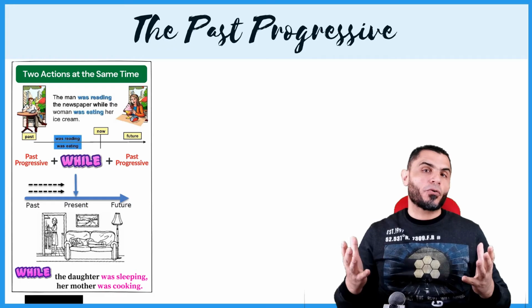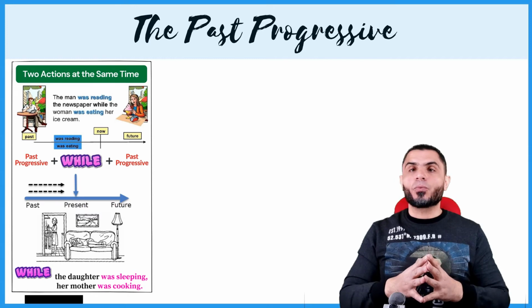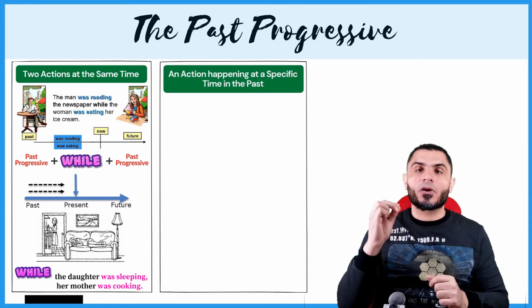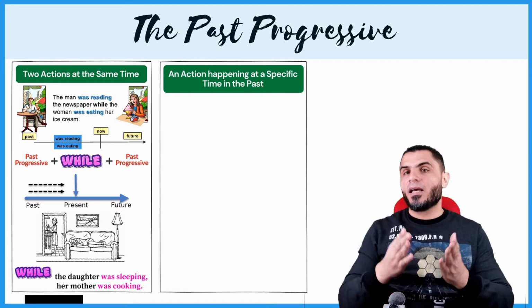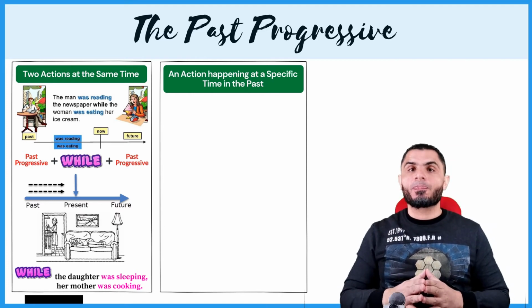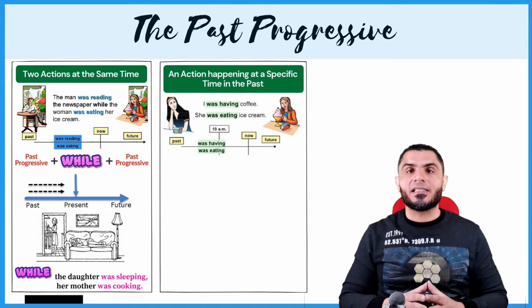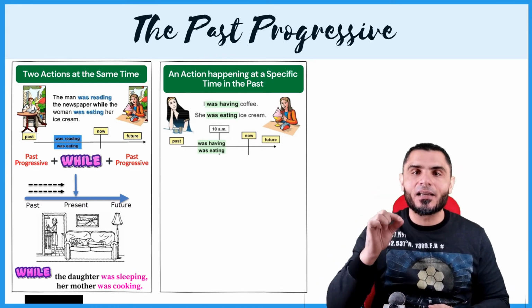Great. The fourth use is when we talk about an action that was taking place at a specific time in the past. As you can see from this picture, I was having coffee and she was eating ice cream at 10 a.m.